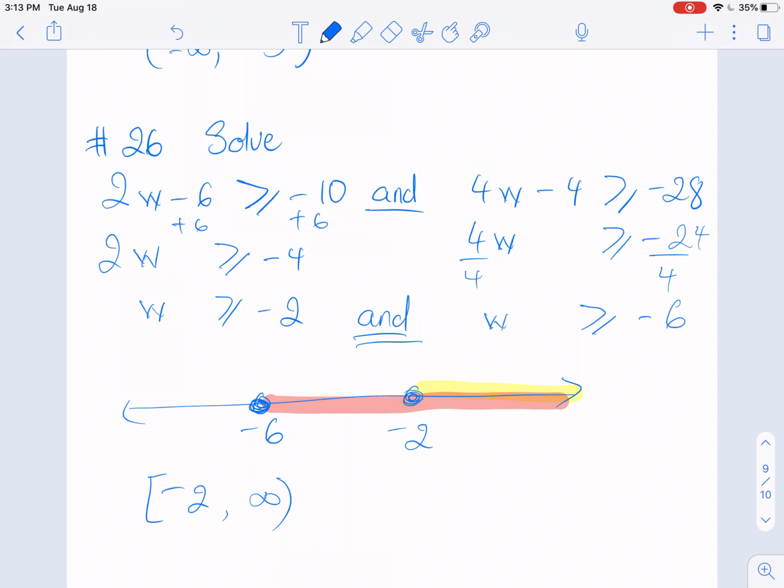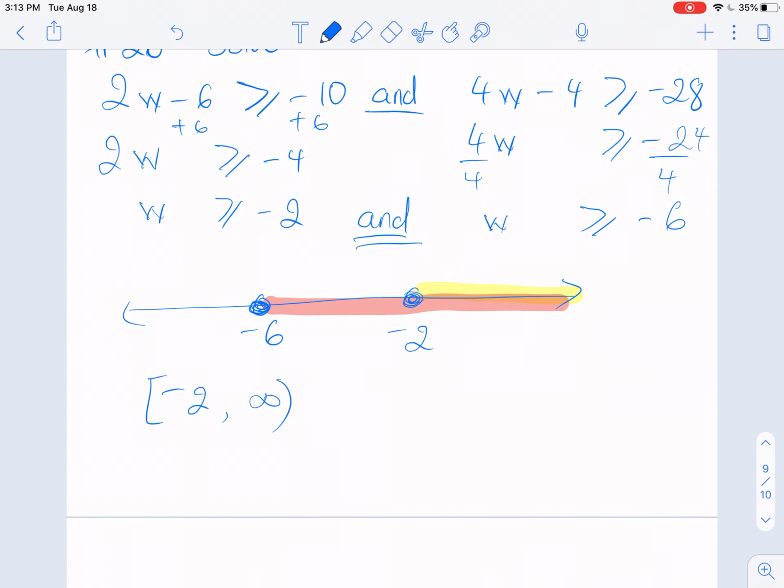Now, I just want to point out one thing. This is for 'and'. If I change the compound inequality a little bit, and instead of asking for 'and', I'm asking for 'or', then your answer is completely different. Now we have to go from negative 6 to infinity, because for 'or', we start right here, where you see colors. For 'and', you have to see where both colors intersect. So that's a big difference between 'and' and 'or'.